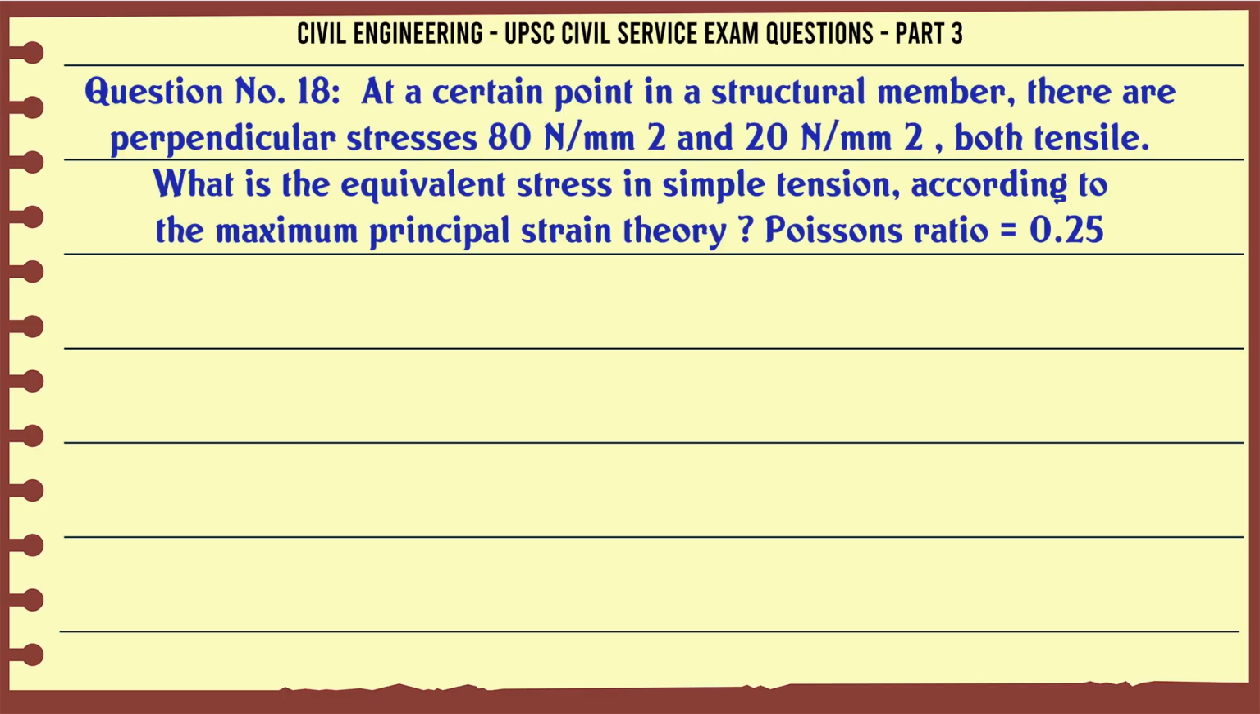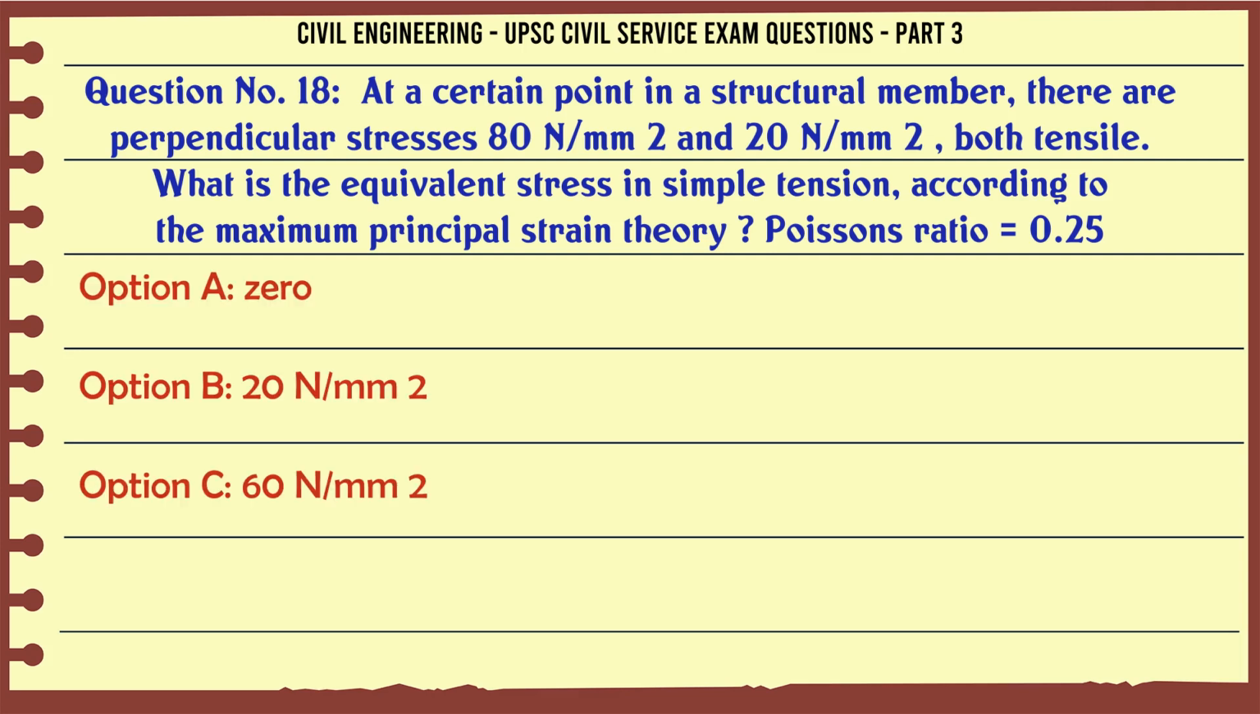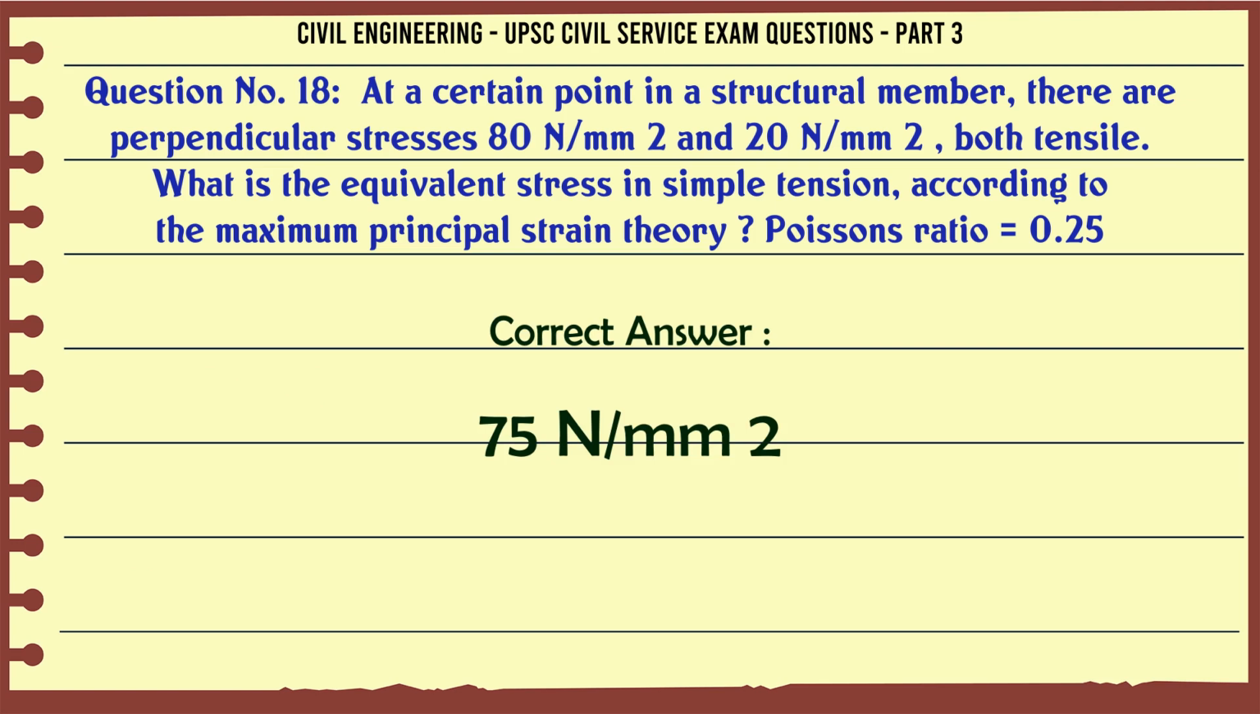At a certain point in a structural member, there are perpendicular stresses 80 N/mm² and 20 N/mm², both tensile. What is the equivalent stress in simple tension according to the maximum principal strain theory? Poisson's ratio 0.25. A, 0; B, 20 N/mm²; C, 60 N/mm²; D, 75 N/mm². The correct answer is 75 N/mm².